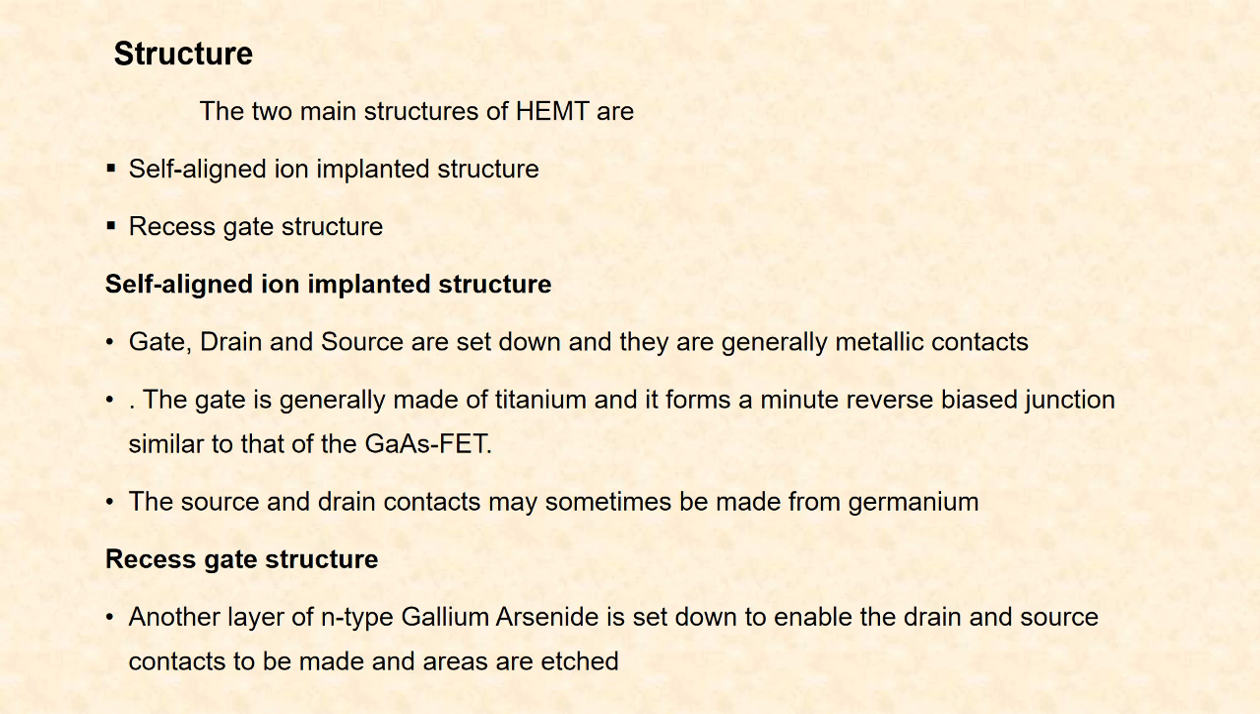In recess gate structure, another layer of N-type gallium arsenide is set down to enable the drain and source contacts, and the areas are etched.